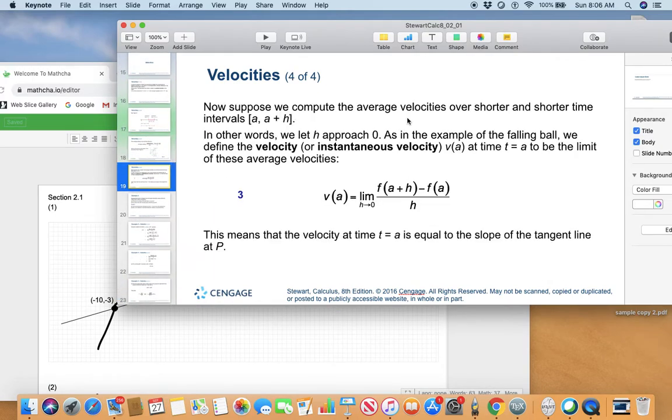Now suppose we compute the average velocities over shorter and shorter time intervals, a to a plus h. In other words, we are letting h go to 0. Okay, that is called velocity. Velocity is the instantaneous velocity. That is, you are taking the limit as h approaches 0. In other words, you are looking at an instant. Velocity at an instant is the limit of these average velocities. Okay, that is, velocity at time t equals a is equal to the slope of the tangent line.